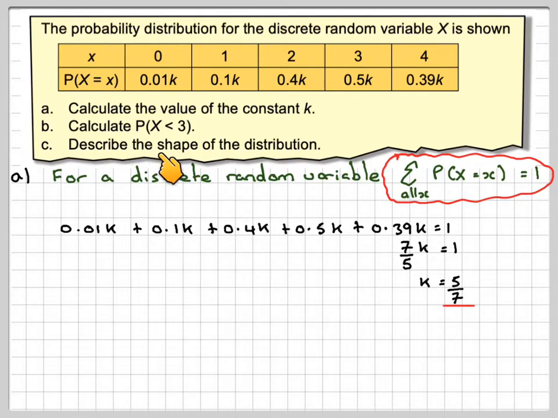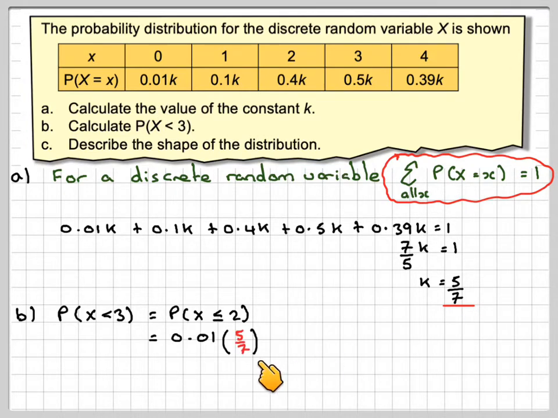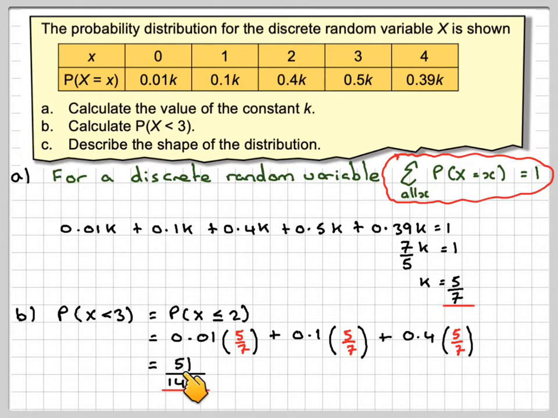For b, we want the probability that X is less than 3, so that's going to be taking on values of 0, 1, and 2, but not 3, because we want less than 3. So, the probability that X is less than 3 is going to be the probability that X is less than or equal to 2. So, it's going to be 0.01 times my value of k, which I've calculated here, plus 0.1 times my value of k, plus 0.4 times my value of k, and if I work that out on my calculator, that will give me 51 over 140.